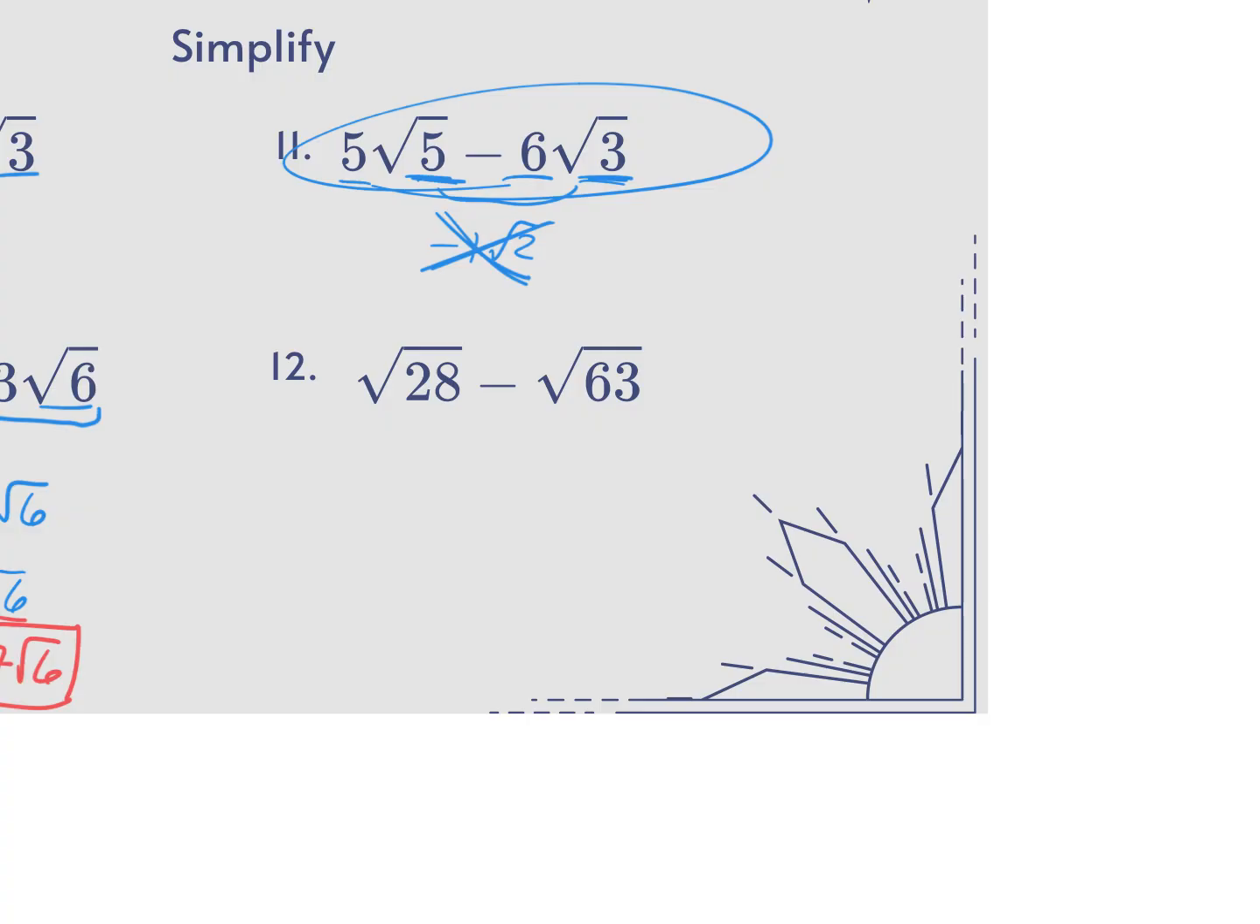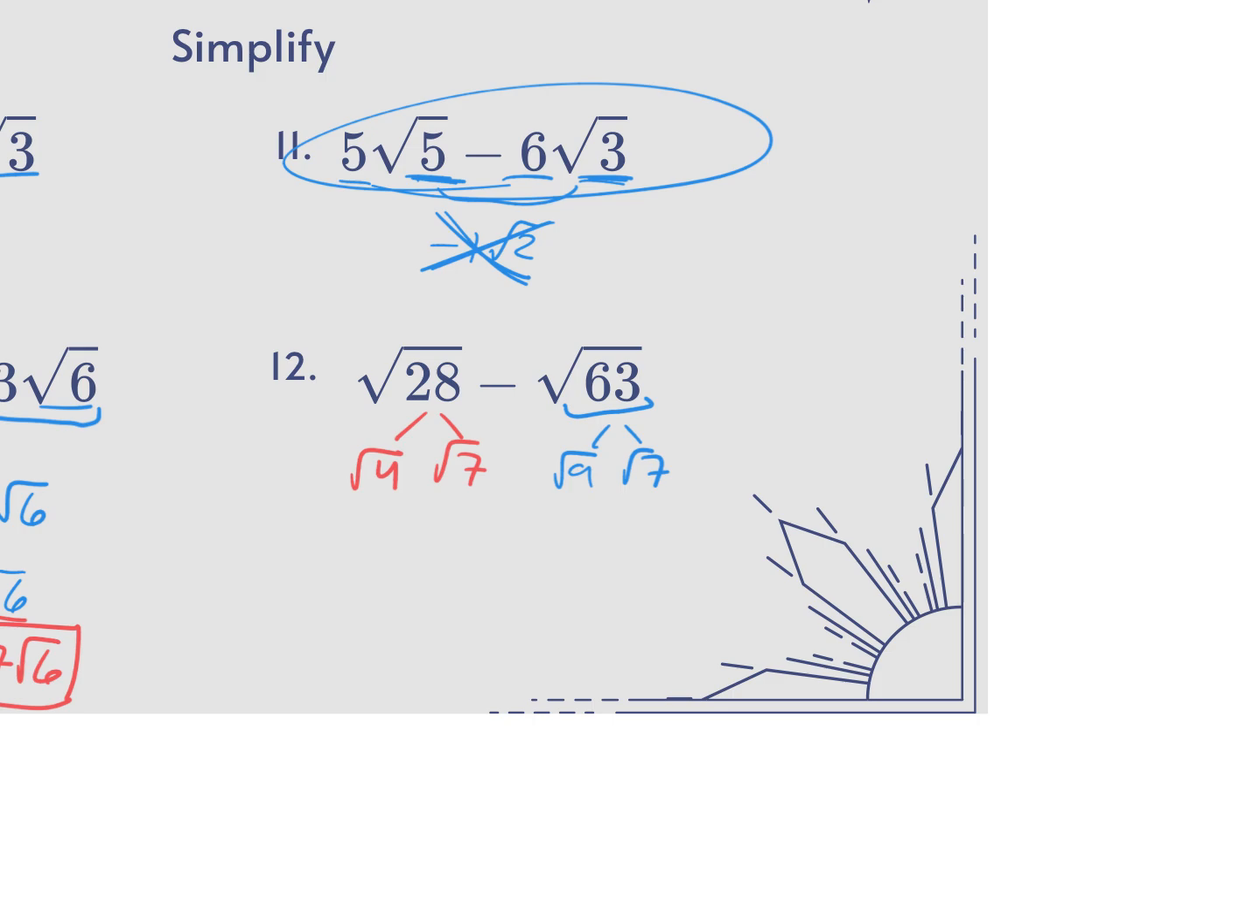All right, next one. I have the square root of 28 minus square root of 63. Well, it looks like nothing matches here, right? So what we can do is try to simplify it before giving up. So square root of 28, we did this a couple of times. This is the square root of 4 and the square root of 7. And it looks like 63 is the square root of 9 and square root of 7.